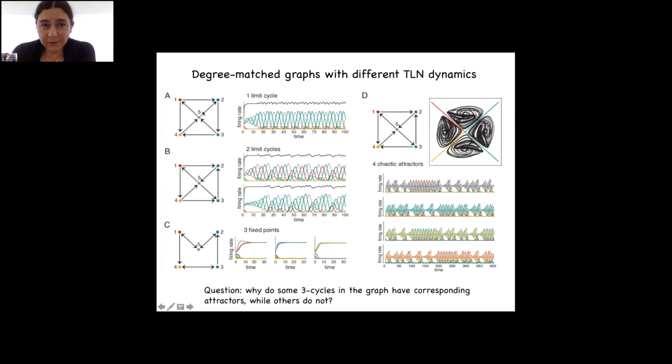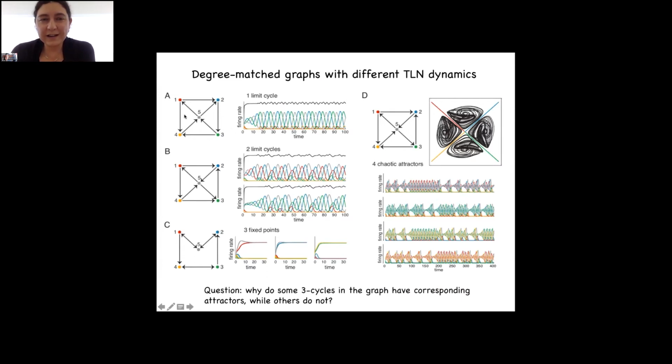I should point out, by the way, that the embedding of these subnetworks that are supporting the attractors also matters. So for instance, if you look at this top graph A, you have this 3-cycle 2, 3, 5 that's corresponding to this attractor, but you also have another 3-cycle 1, 4, 5 that looks like it's embedded in very much the same way in this network. And yet this other 3-cycle does not have an attractor associated to it. So that kind of thing was initially a mystery to us. I will show you later the resolution of that puzzle.